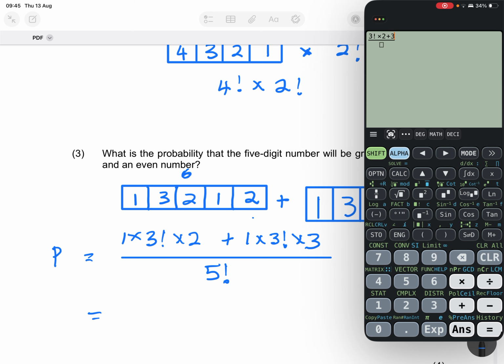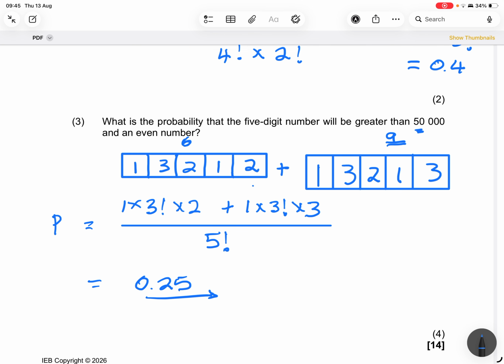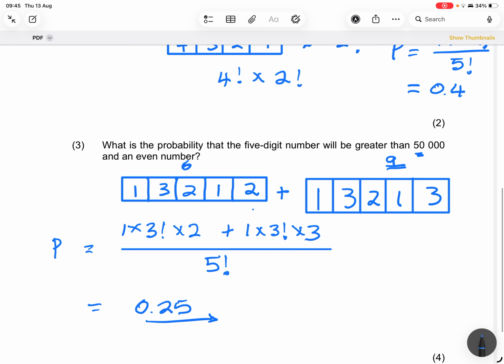All right, I just want to give you the final answer. Multiply 3 factorial times 3, and this is divided by 5 factorial, and it is 0.25. All right, and that's how the cookie crumbles.